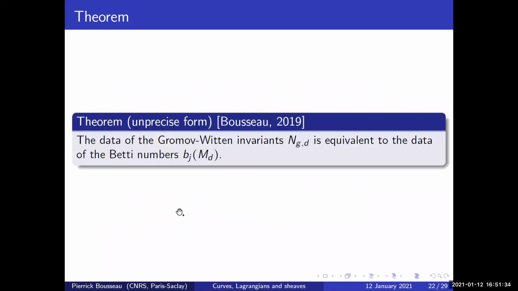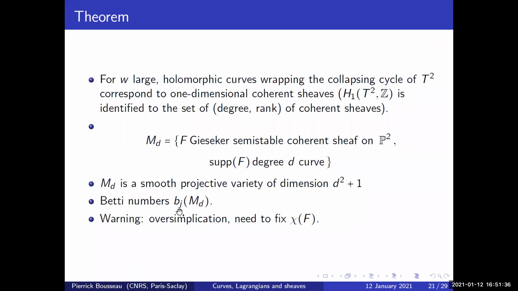May I ask a question? Yes. How did you pass from the sheaves on the total space of O(-3) to the sheaves on P2?